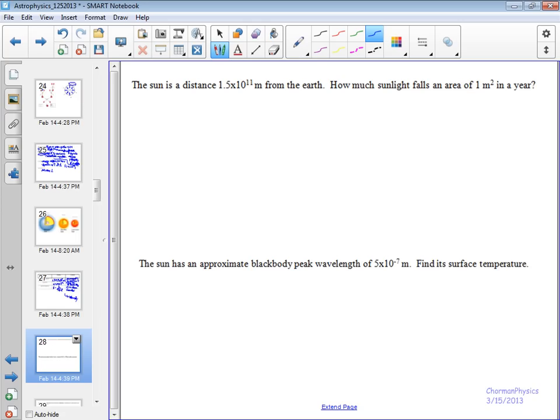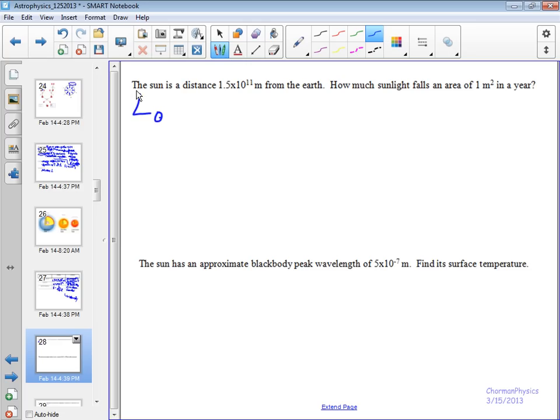All right? So we can do some sample problems here, just to show you what you'll be doing. And a lot of this stuff we've already done in terms of the equations when we did energy, power, and climate change. Okay, so the first problem that we're going to look at is that we get the sun. It's a distance of 1 astronomical unit from the Earth. We want to know how much sunlight falls on an area of 1 meter squared in a year. So what we're looking for there is the apparent brightness, and then solve for just the energy.